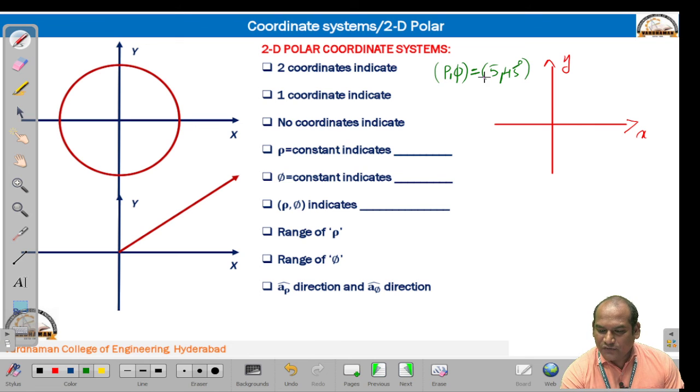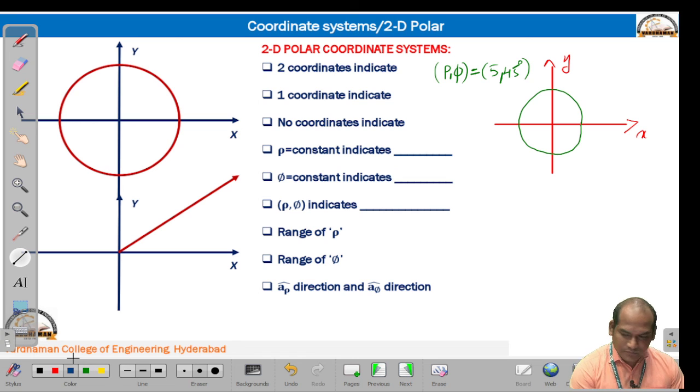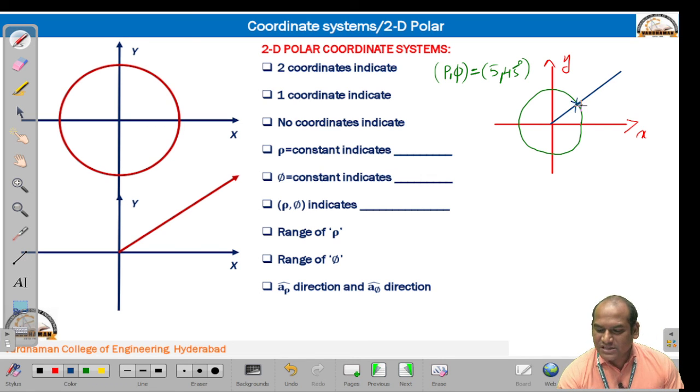If rho is equal to pi, I can draw a circle like this with radius pi, and phi is equal to 45 means I can draw a straight line. These two are intersecting at this particular point. That point is available on the circle with radius pi, and that point is also available on the straight line. So this point is actually representing rho comma phi is equal to pi comma 45. Like this, we can represent any point on the two dimensional plane using this two dimensional polar coordinate system.